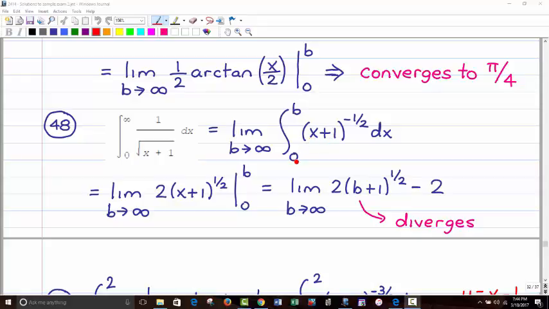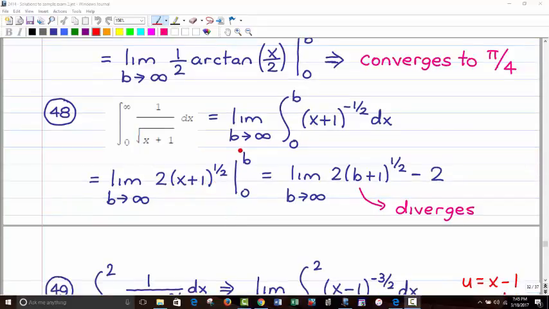And so you have the general power rule at this point, u to the negative 1/2. You do the power rule, you're going to get 2u to the 1/2, which makes it 2 times x plus 1 to the 1/2. Now you put in b, you put in 0. Remember, that's not affected by the limit. So basically it's 2 times 1 to the 1/2, which will just be the 2 right here.